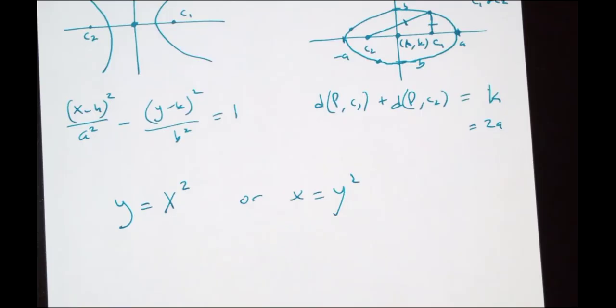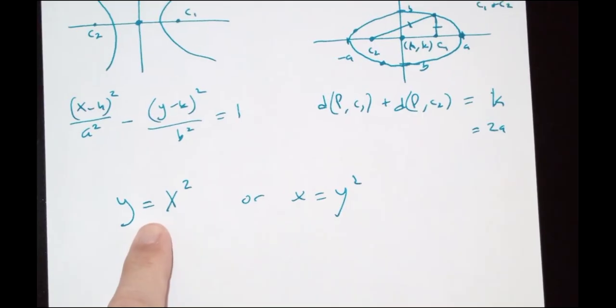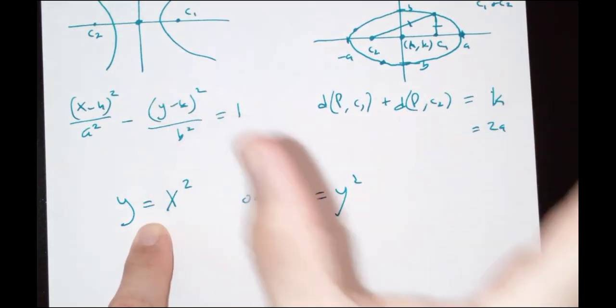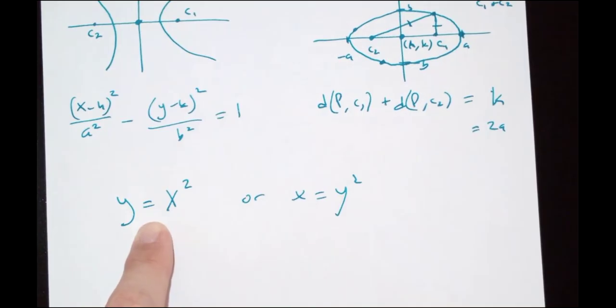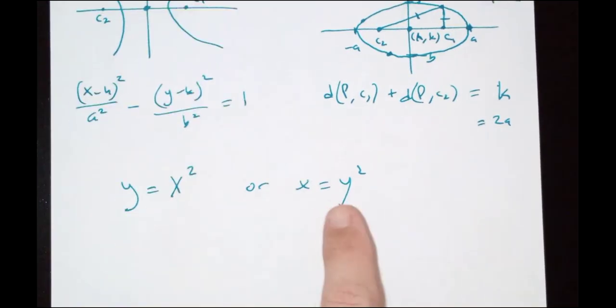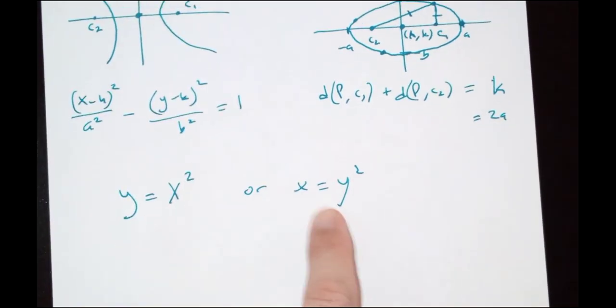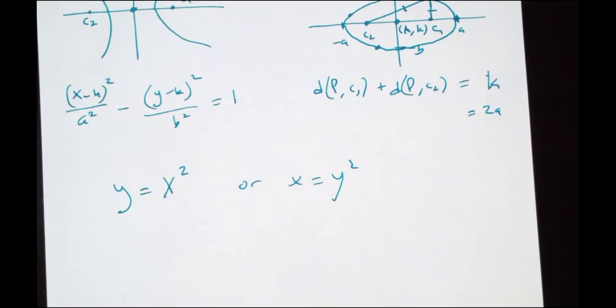Okay, wait a second. I know this one. I've seen this one before. What's the graph of x squared look like? Looks like that. Great. But want it to go down instead? Put a negative in front of it. That one is going to go to the right. If I put a negative in front of the y here, it's going to go to the left. So which term is squared tells me which direction it goes.